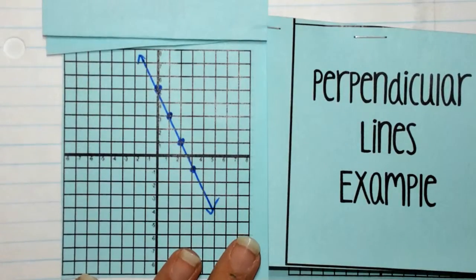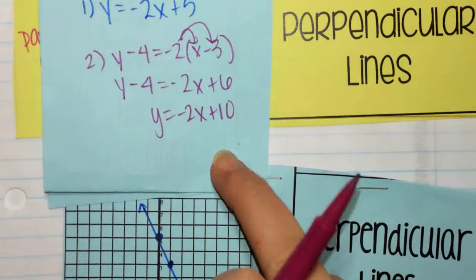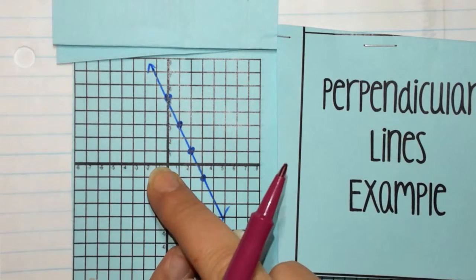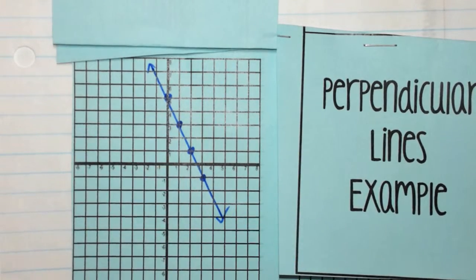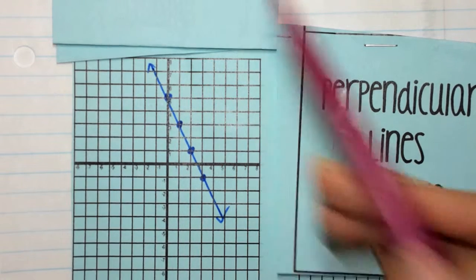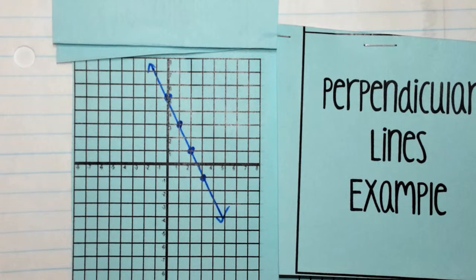Alright, now, our y-intercept is 10. Do we have 10 on this graph? No. So how can we graph it? How can we graph this line if we don't have a plus 10? What can we do?